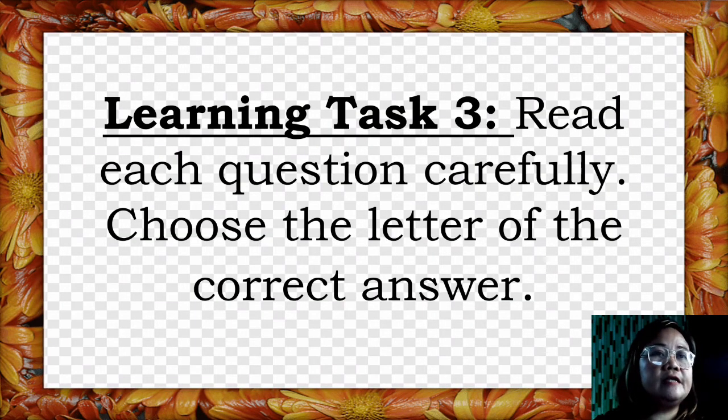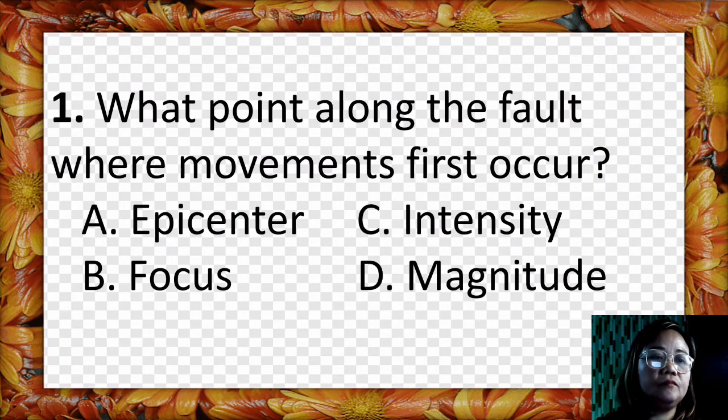Learning Test 3. Read the questions carefully. Choose the letter of the correct answer. Number 1. What point along the fault where movements first occur? A. Epicenter. B. Focus. C. Intensity. D. Magnitude. The correct answer is B, focus.